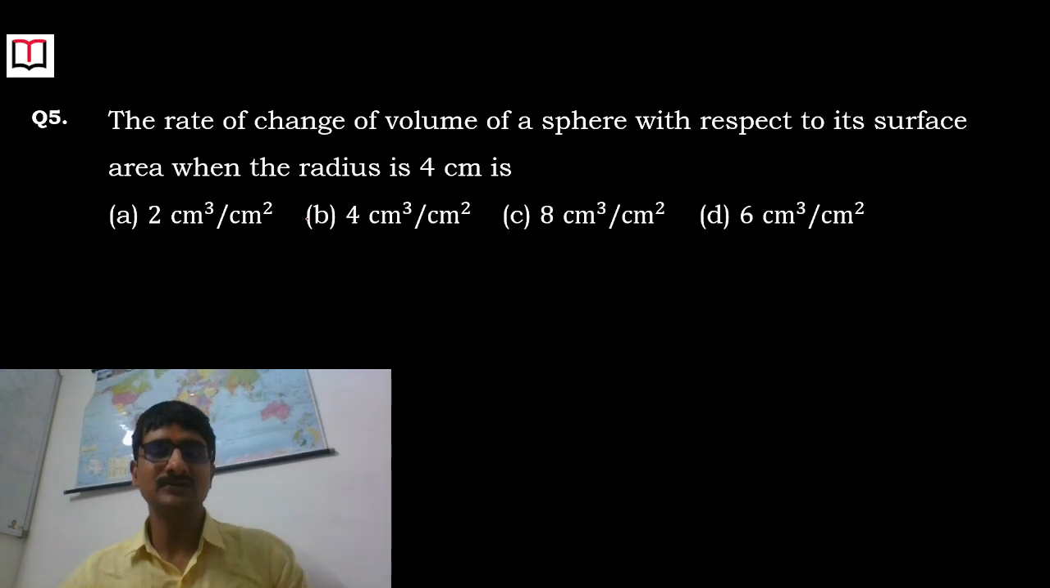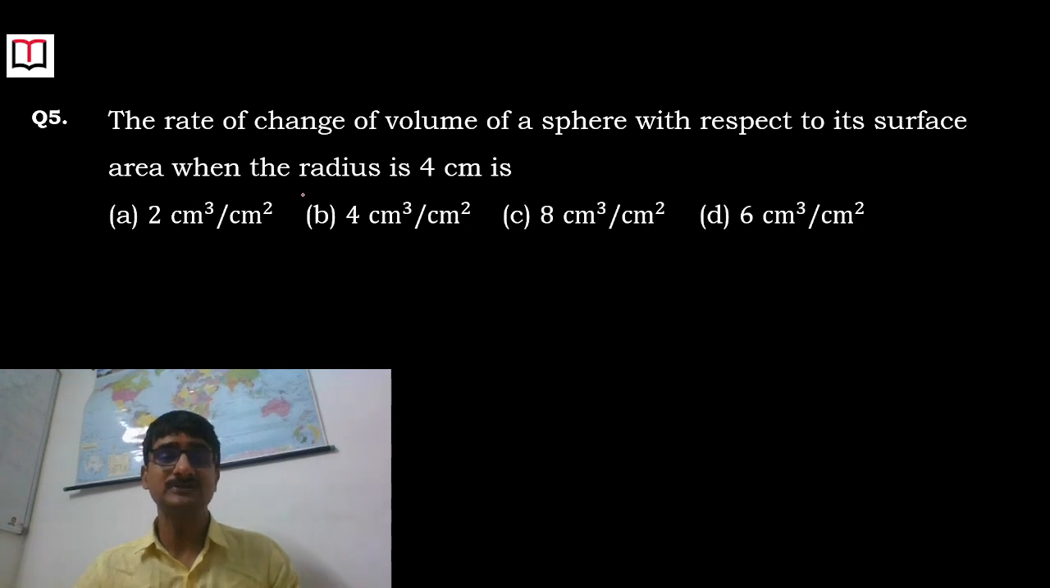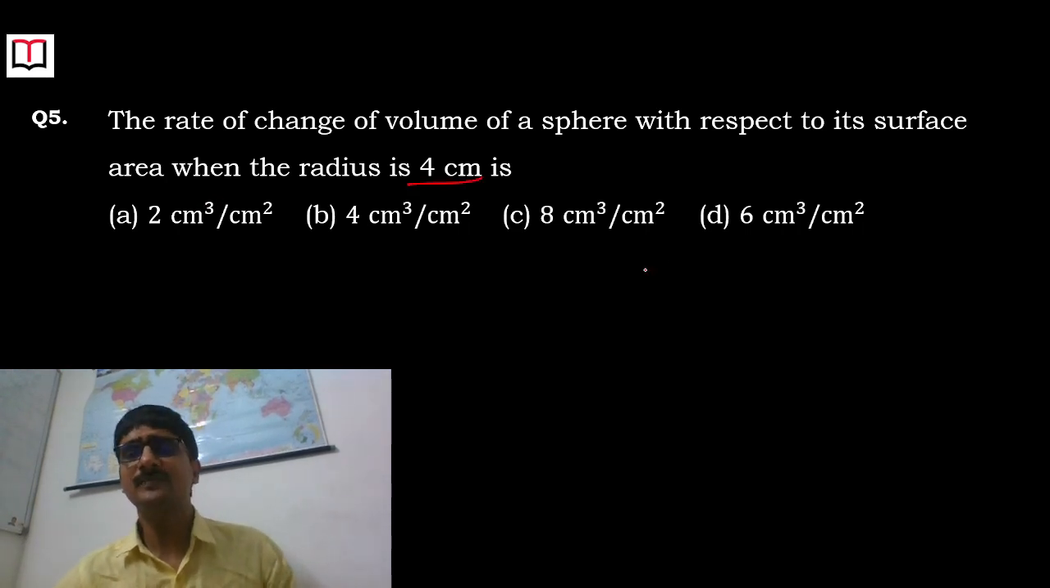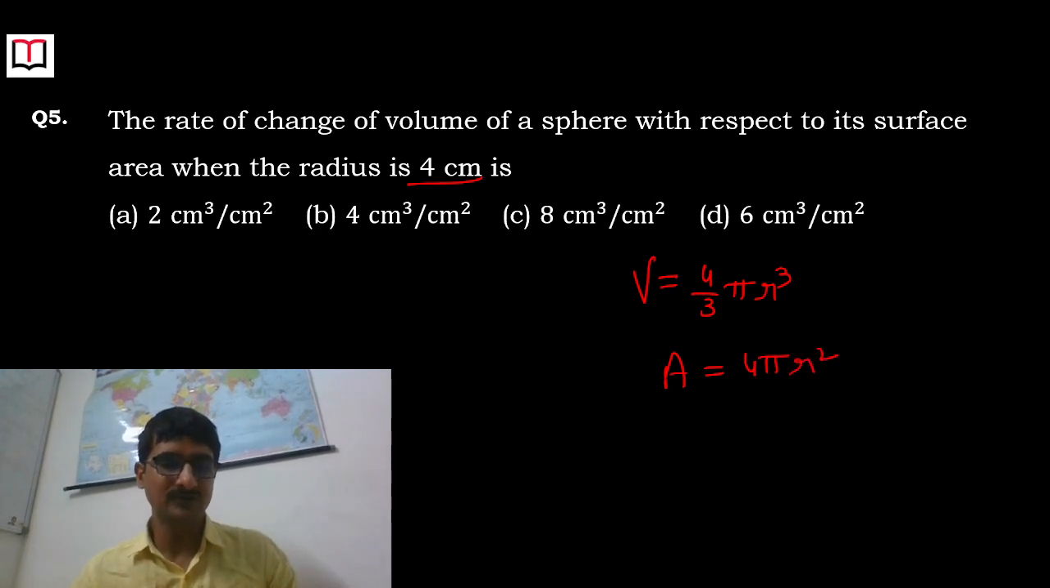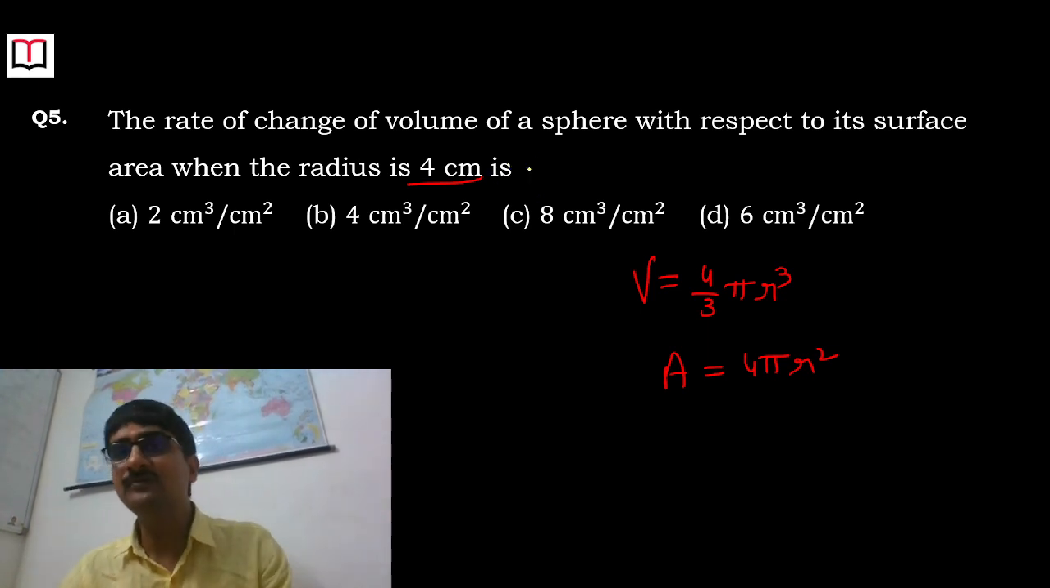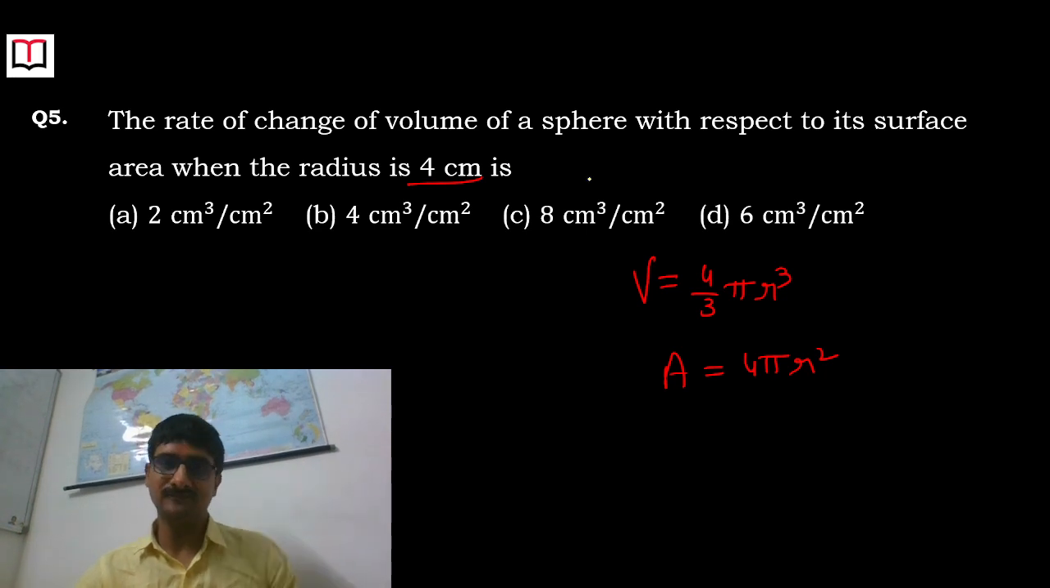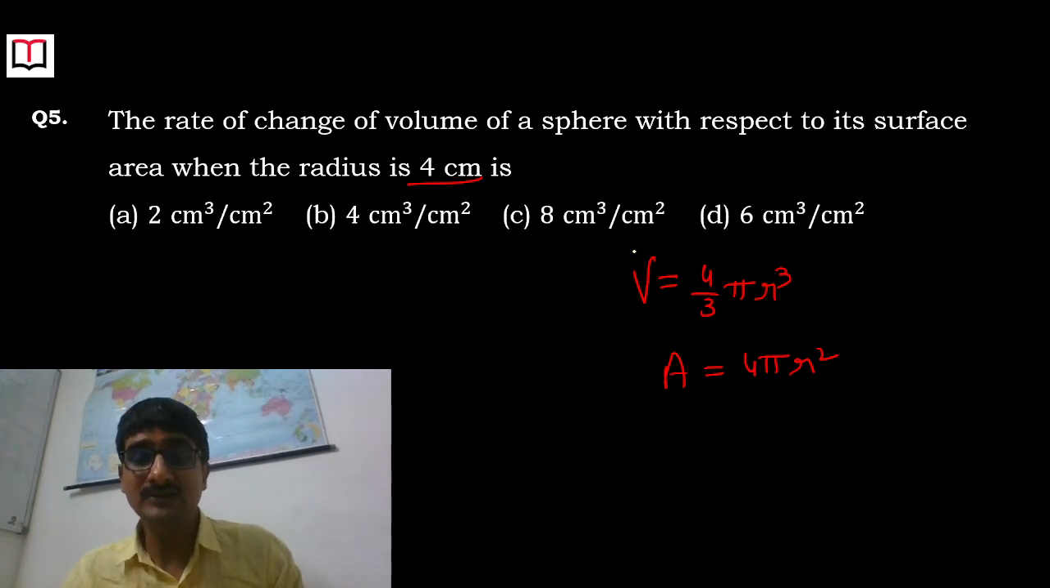Fine. Moving to the next one: the rate of change of the volume of a sphere with respect to its surface area when the radius is 4. See, the volume of a sphere is 4 by 3 pi r cube, and the surface area is 4 pi r square. I believe you all must be knowing all these results. Now what we have to find is the rate of change of volume of a sphere with respect to the surface area.